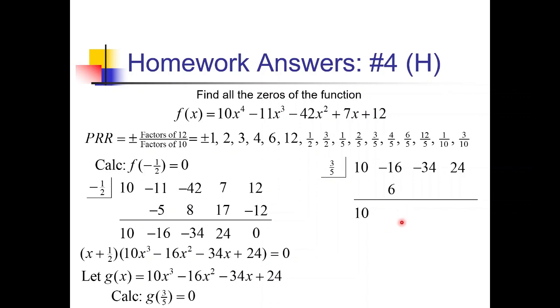Plus negative 16 is negative 10. Negative 10 divided by 5 is negative 2, times 3 is negative 6, plus negative 34 is giving me negative 40. Negative 40 divided by 5 is negative 8, times 3 is negative 24, which added to the 24 gives us 0. So we have the x plus 1/2 that we still need to include as a factor. We now can add to that the x minus 3/5, that's another factor. And this 10 here represents 10x to the second power, because this was really 10x cubed. And then we have a minus 10x minus 40. So we're breaking it down a little bit more.